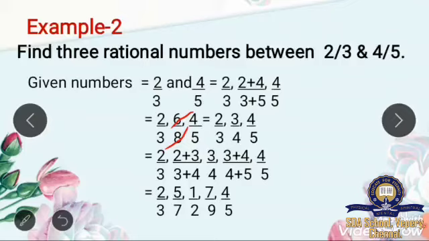So we get 2 by 3, (2 plus 3) divided by (3 plus 4), 3 by 4, (3 plus 4) divided by (4 plus 5), and 4 by 5. When we add these we get 2 by 3, 5 by 7, 1 by 2, 7 by 9, 4 by 5. So now we find three rational numbers in between 2 by 3 and 4 by 5. So they are 5 by 7, 1 by 2, 7 by 9. Okay.